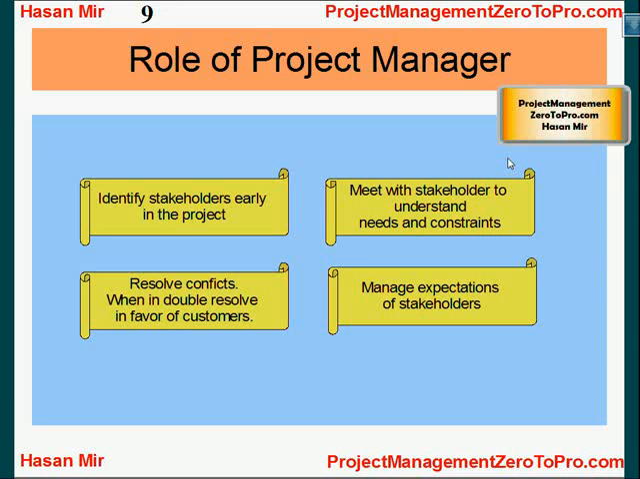Another very important thing that a project manager does is to manage the expectations of stakeholders, because sometimes stakeholders are expecting too much out of the project. When the project is finished, the stakeholders are not happy because they were expecting too much. So the success of the project greatly lies in the project manager managing the expectations of stakeholders. So these are the four things that a project manager does, so it's important to keep that in mind.